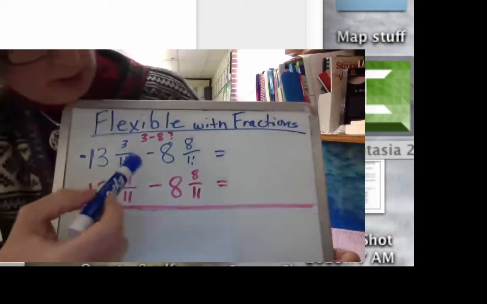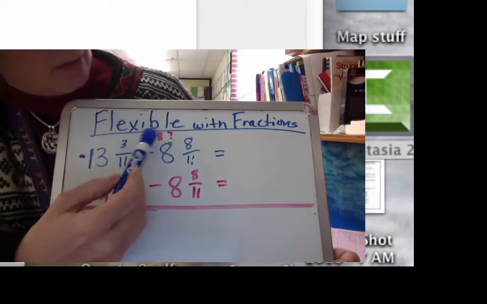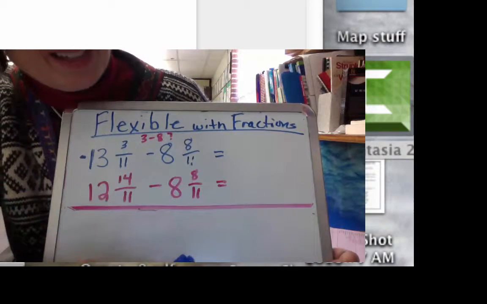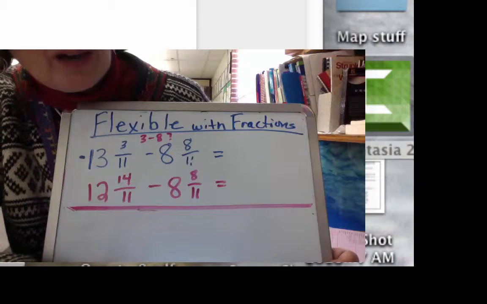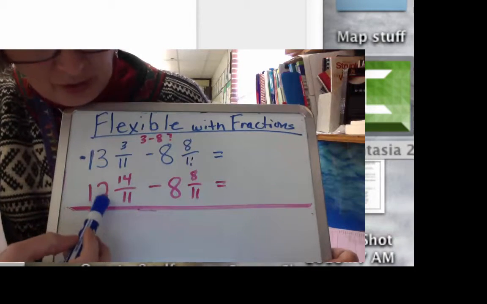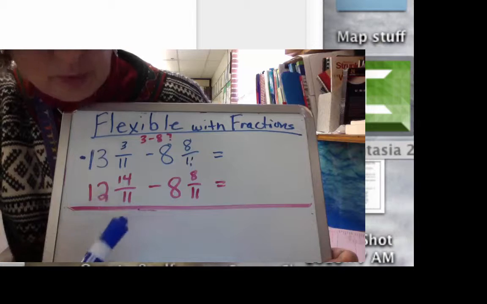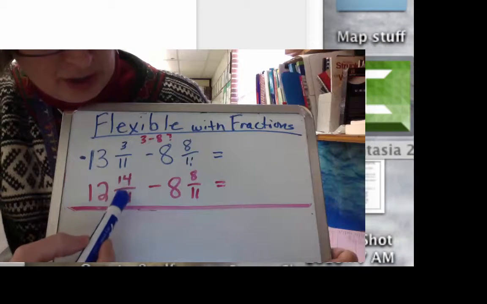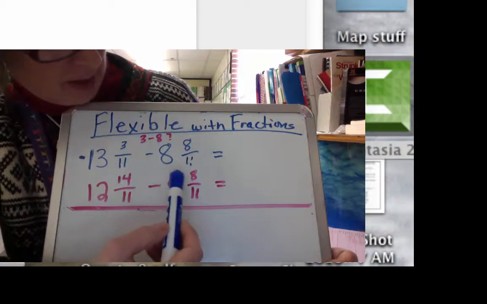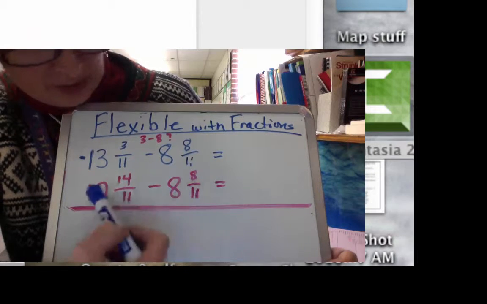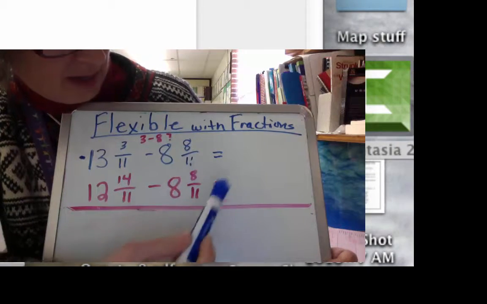That's good. But then you say, what is 3 minus 8? And you think, what? 3 minus 8? You get a negative number. You can't do that. And so you have to borrow from the whole numbers. And then you change this into 14/11 minus 8 and 8/11. So 12 and 14/11 minus 8 and 8/11.